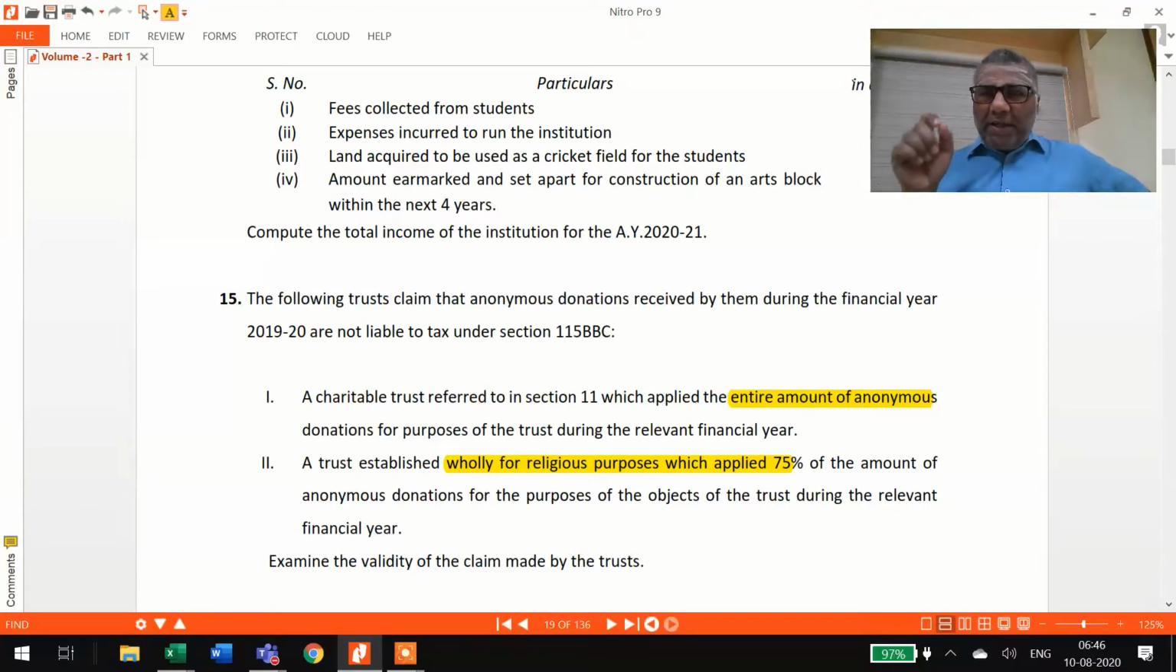Irrespective of its utilization, 5% of total donation or rupees 1 lakh, whichever is higher, is taxable at normal rates, and the balance under section 115BBC at 30%.